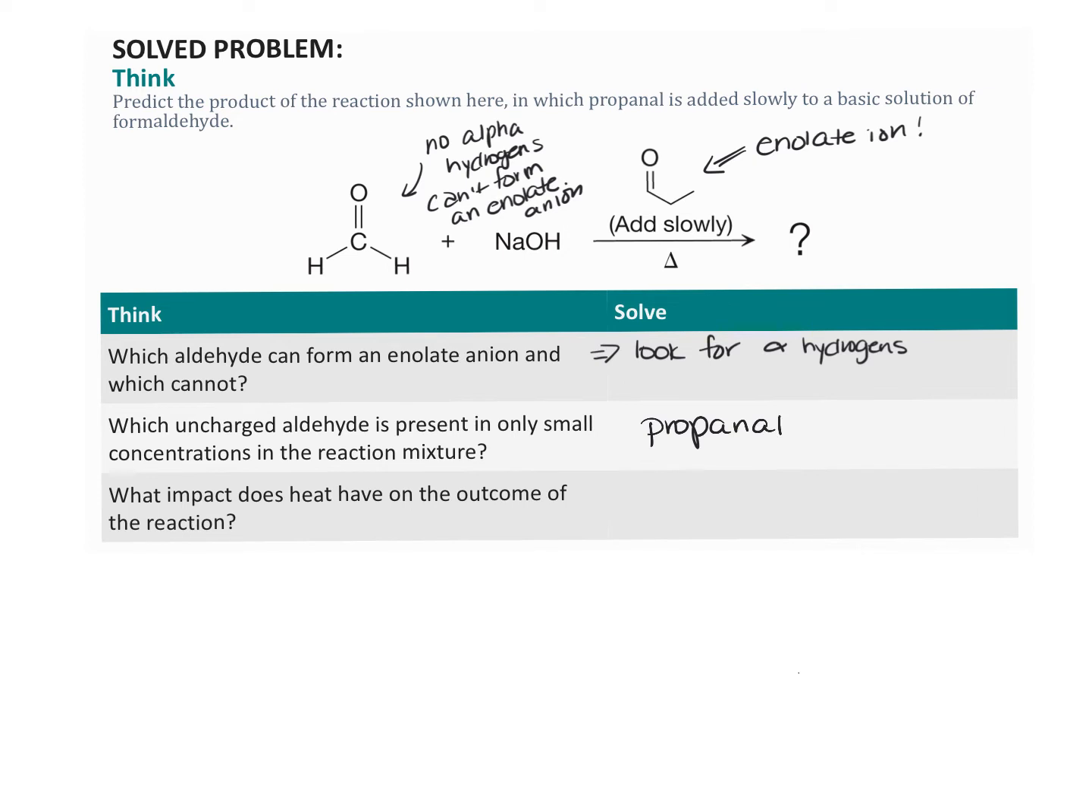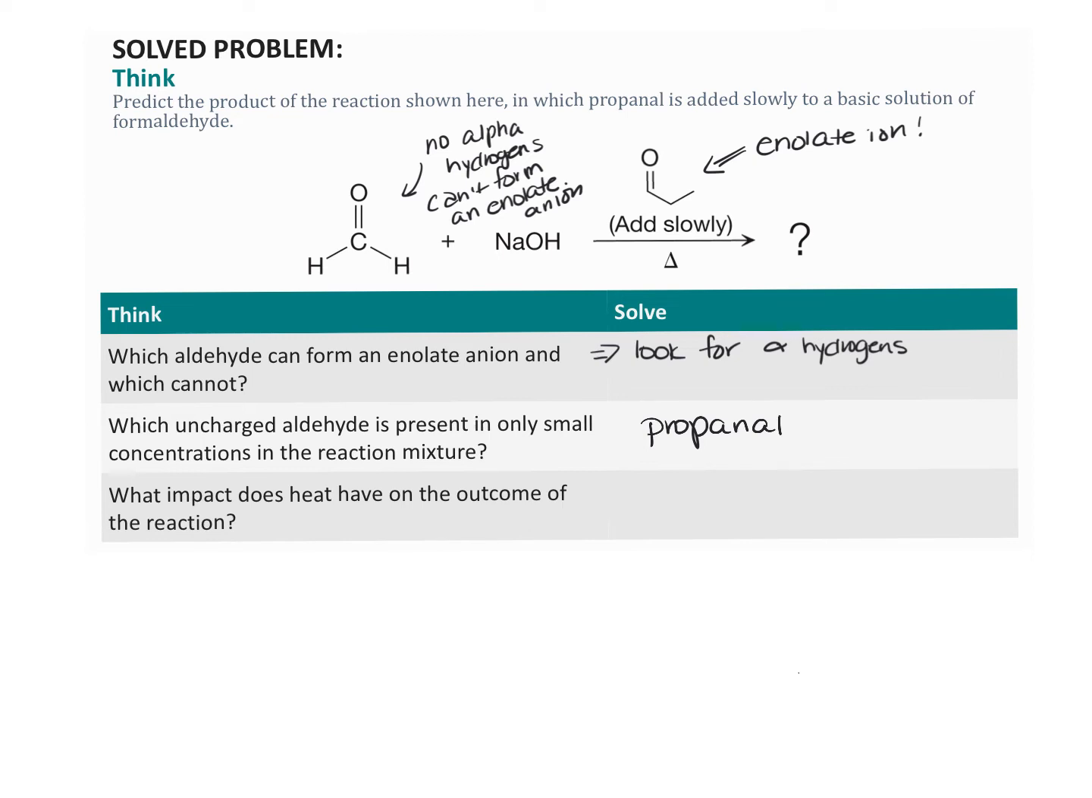And this helps us, if we're adding the propanal slowly, not get any buildup of the propanal enolate anion, so we don't get the aldol product where propanal reacts with itself, basically. Okay, and so that's why we're adding things slowly.